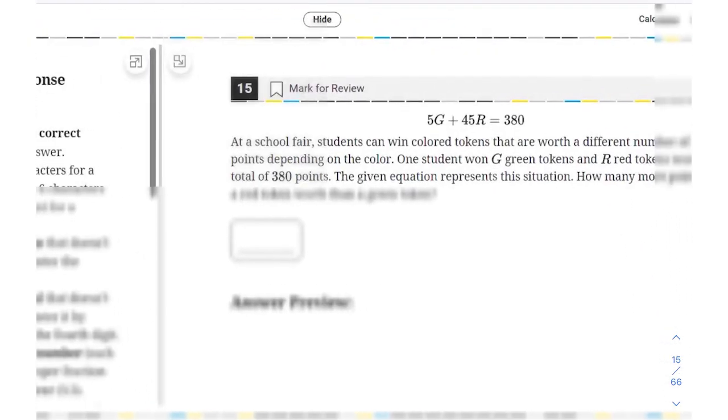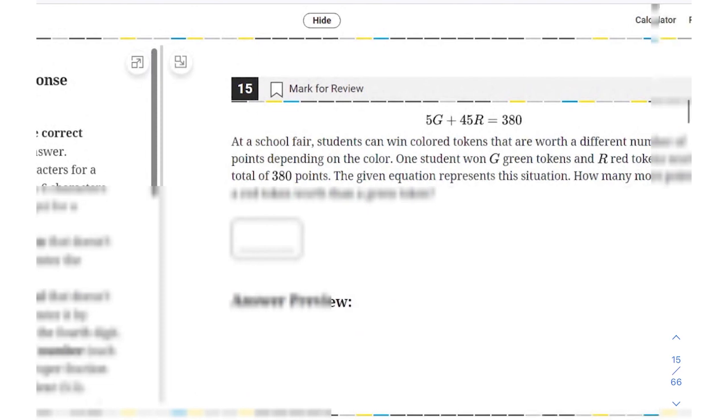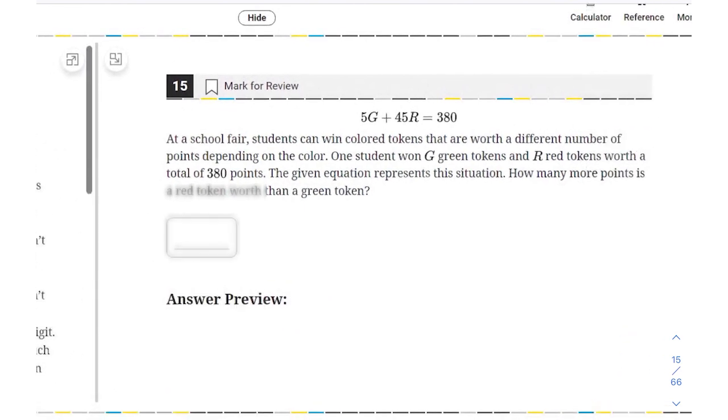So let's do just that, and here we're going to take a look at 15. And for number 15, it says at a school fair, students can win colored tokens that are worth a different number of points depending on the color. One student won G green tokens and R red tokens worth a total of 380 points. The given equation represents this situation. How many more points is a red token worth than a green token?